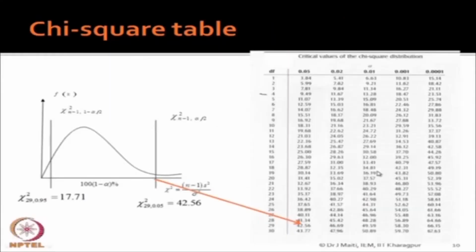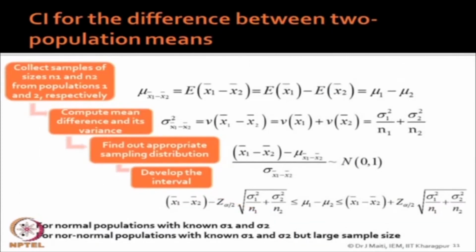Then chi-square, we have seen this. Then the confidence interval for two populations, the difference between two population means. What will you do here? See, the entire procedure remains the same. You only have to know what is the random variable, what is the statistic, and what is the sampling distribution. If you know, then your work is over.